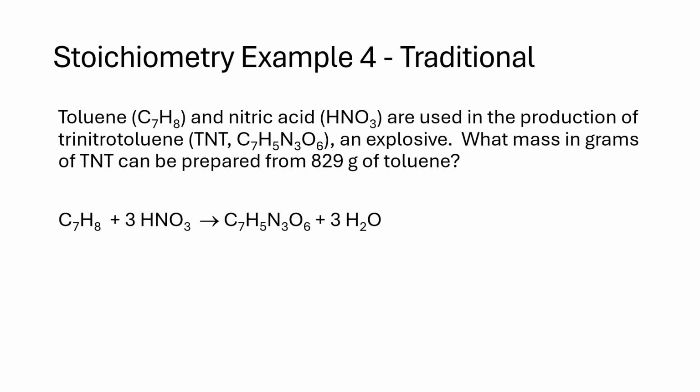For our fourth example, this is one that involves chemicals that we have not learned the nomenclature for. So I'm just giving the balanced chemical equation here. We have toluene, and it reacts with nitric acid to make something called trinitrotoluene, which is abbreviated TNT. We also get 3 moles of water as a byproduct in this chemical reaction.